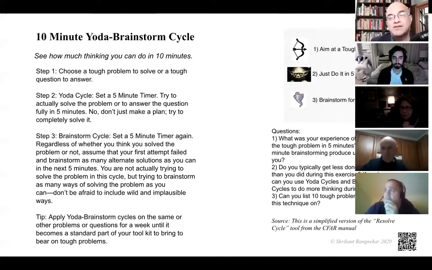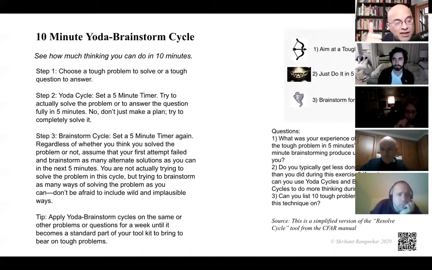Then come back for the third step, which is called the Brainstorm cycle. You set the 5-minute timer again. Regardless of whether you solved the problem or not, assume that your first attempt failed. So there are 3 possibilities: you think that your attempt has succeeded, or it has failed, or you don't know.